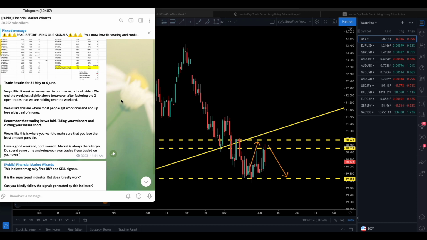Now, last week, if you are part of our Telegram channel, you will know that it was a very difficult week, because there wasn't much momentum in the market, which I will show you on the chart shortly. Last week was a very difficult week to trade and we barely just broke even. So I just want to spend some time talking about last week.